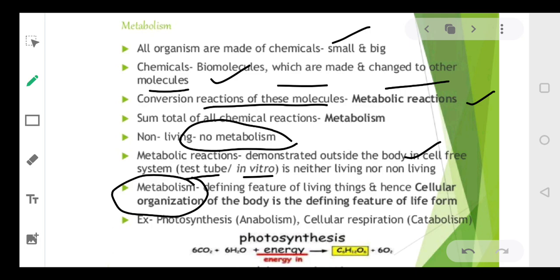Cellular organization, how cells are organized in a body, in a particular organism, that could be taken as a defining feature, right? That could be taken as a defining feature for all the living forms.